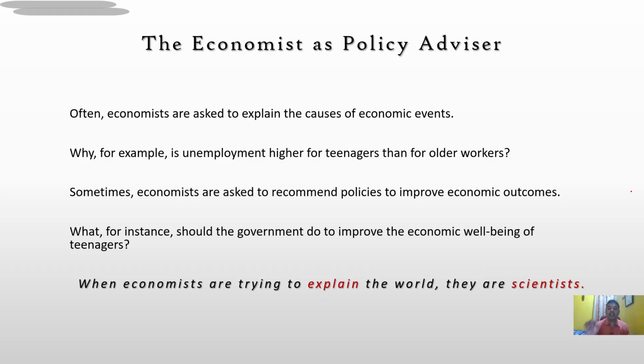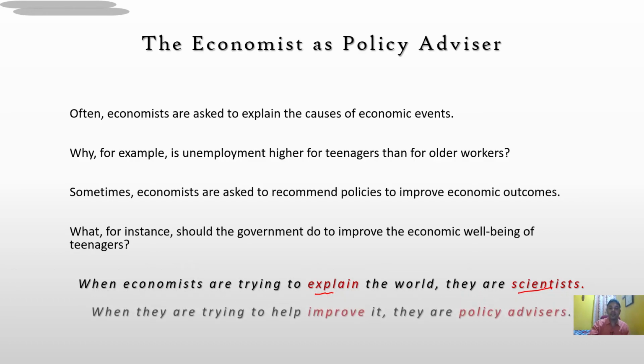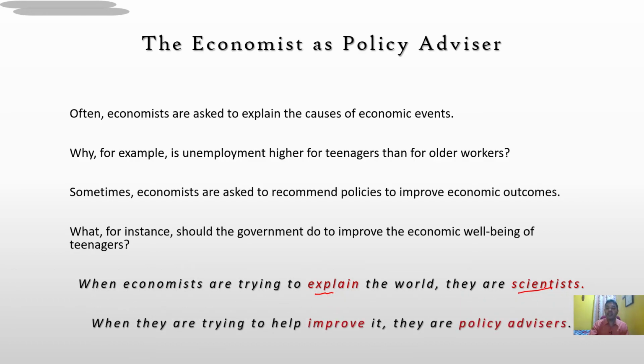So when economists are trying to explain the world, they are scientists. When we are trying to explain, we become scientists. And when they are trying to help improve it, they become policy advisors. So when we are explaining, we are scientists. When we are trying to improve something, we are becoming policy advisors. This is the role of the economist as a policy advisor.